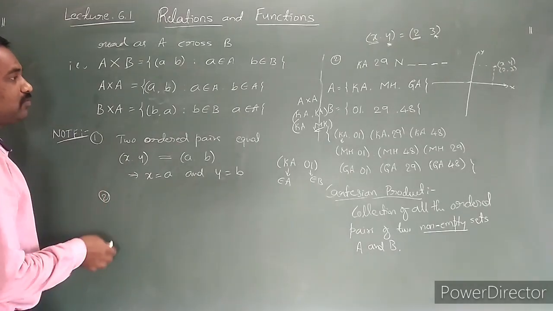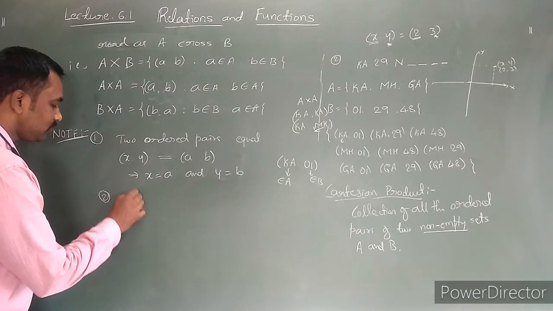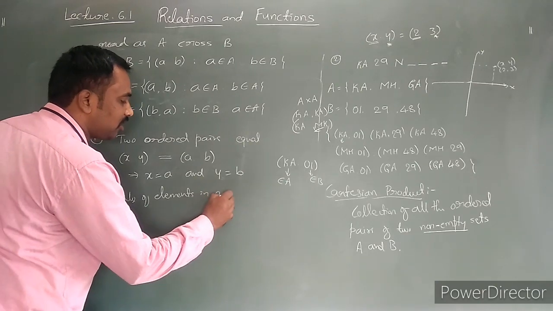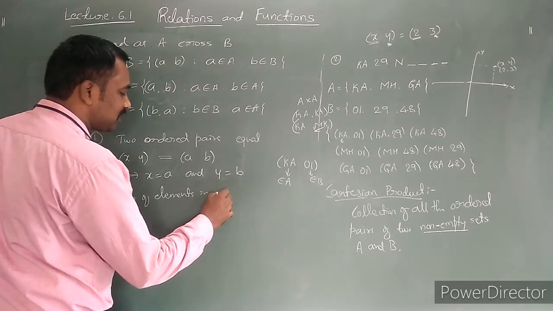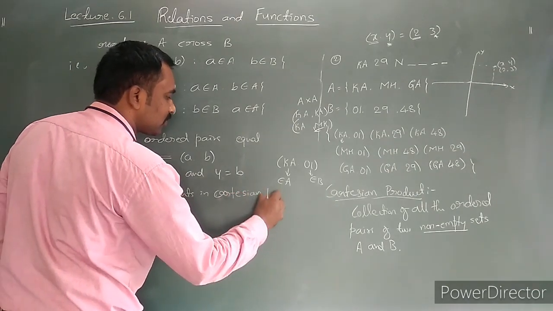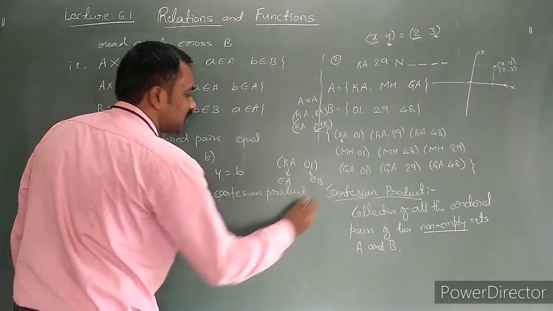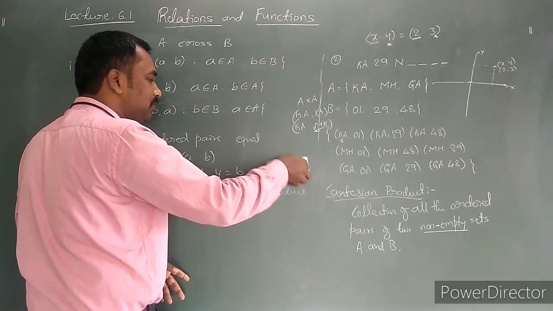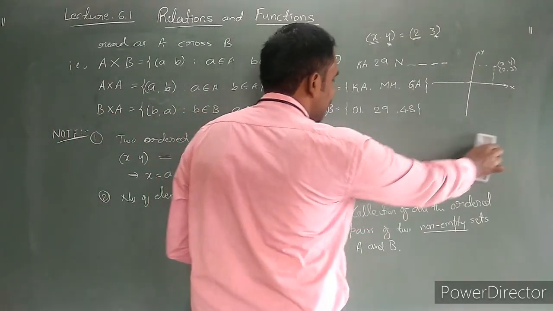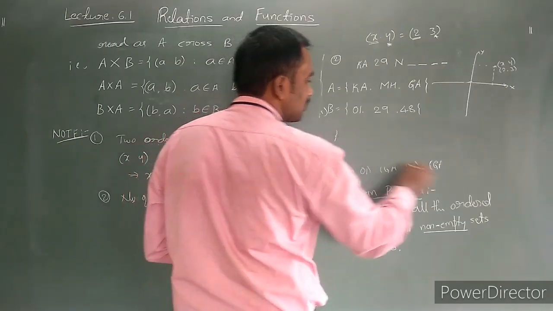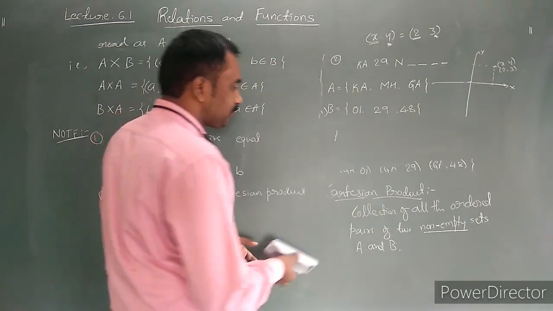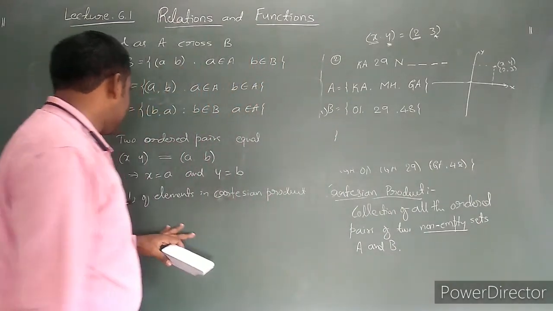Next one is the number of elements in a Cartesian product. How to find the number of elements in a Cartesian product? How many elements will be present in a Cartesian product? It is very simple. So here, I need to find the number of elements in a Cartesian product.